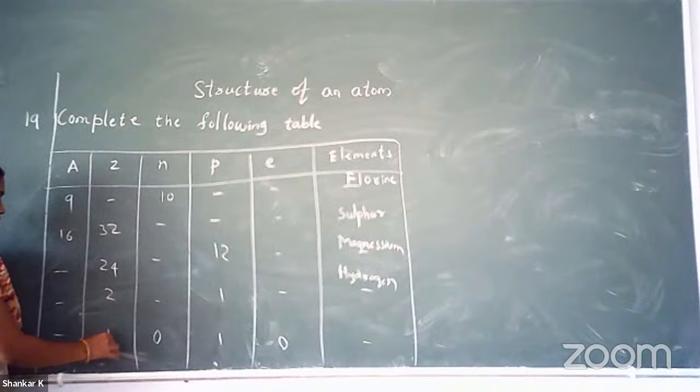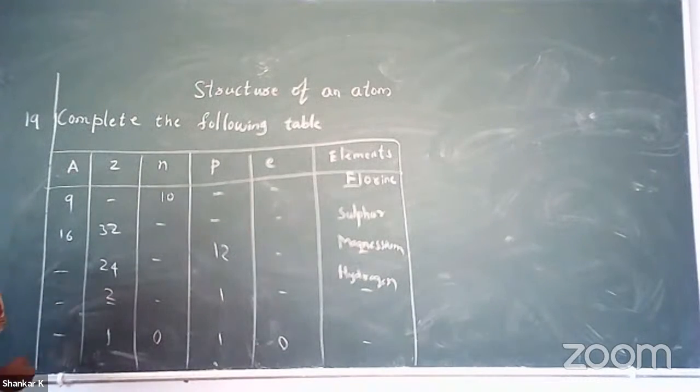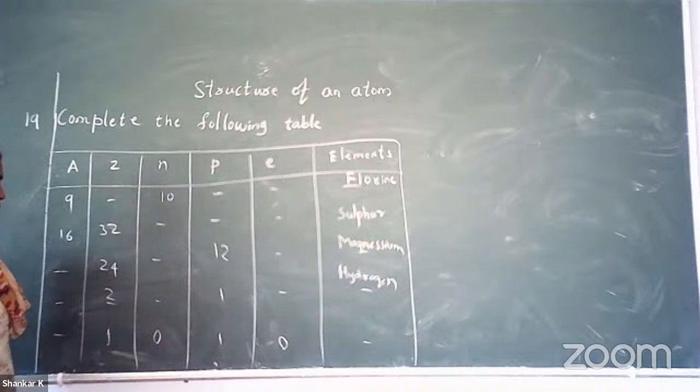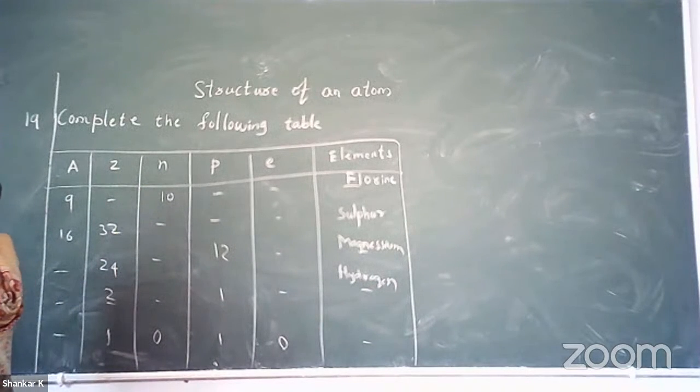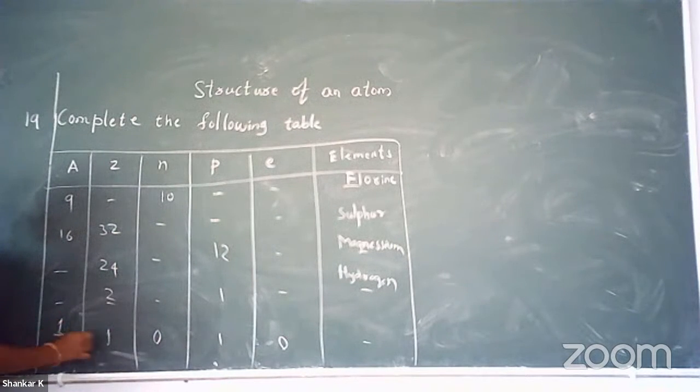So one which is having strength, one has hydrogen, right? The neutrons are 0, because the hydrogen atomic number is the same as the mass number. That's why the neutron becomes 0, right? So 1, 1.